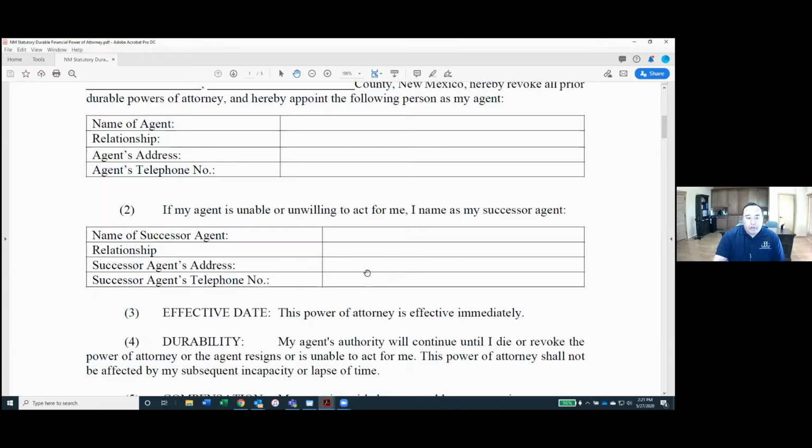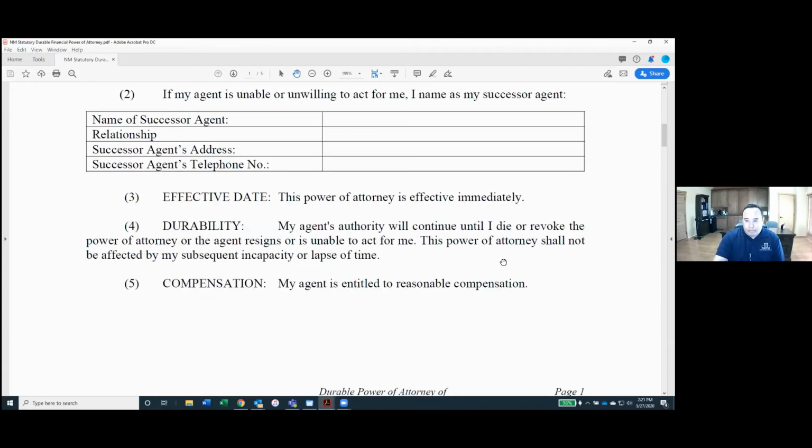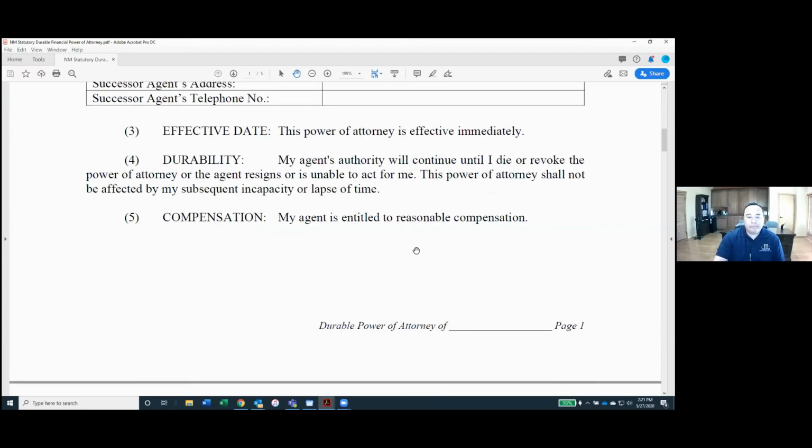Number 2 is where you would name a successor to your agent. So if your primary agent were unable or unwilling to serve, then you can name a successor agent. Again, you'd list their name, their relationship to you, their address, and phone number. Upon you signing this power of attorney, it would become effective immediately, and durability simply means that it would survive your incapacity, so that if you're in the hospital or you're unable to make your own decisions and you've already executed this power of attorney, it's still a valid and enforceable power of attorney.